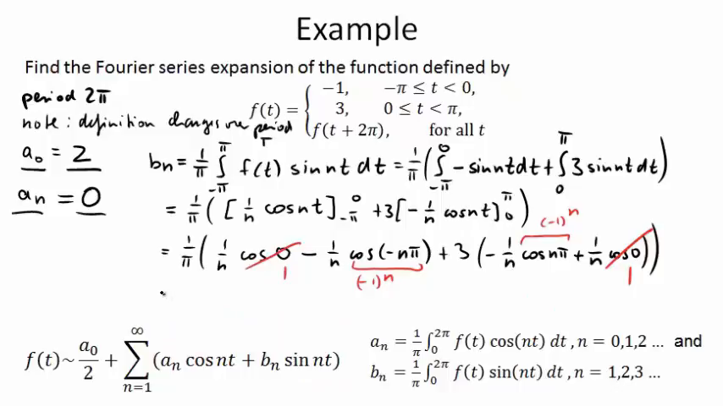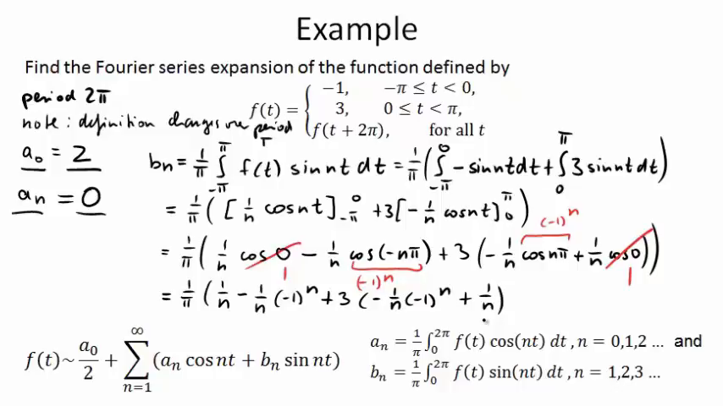So what we get out of this is the following. We get 1 over pi. What's left here is, there's a 1 here, so we get 1 over n. Then in the next step we've got minus 1 over n, and this cos was simply negative 1 to the power of n. And then we've got a plus. What's this? This is 3 times negative 1 over n times negative 1 to the power of n. So I might as well do this in 2 steps. Minus 1 to the power of n, and then plus 1 over n in here, and closing this bracket as well. So let's simplify this further.